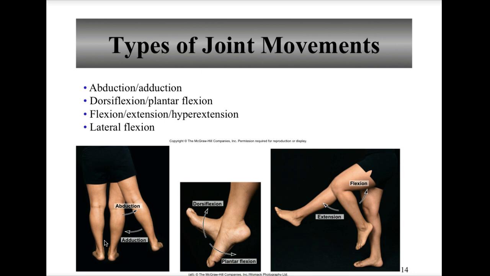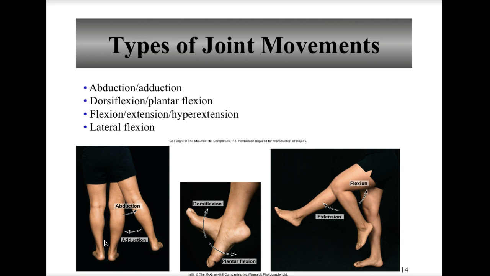You also have dorsiflexion and plantar flexion. Dorsiflexion is bringing the toes toward the shin. Plantar flexion is pointing one's toes, or flexion toward the sole. Flexion, extension, and hyperextension. Flexion is decreasing the angle between two bones. Extension is increasing the angle between two bones. And hyperextension is increasing the angle greater than at the anatomical position.